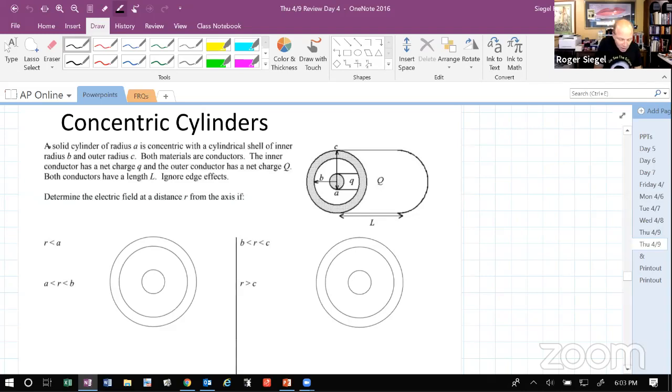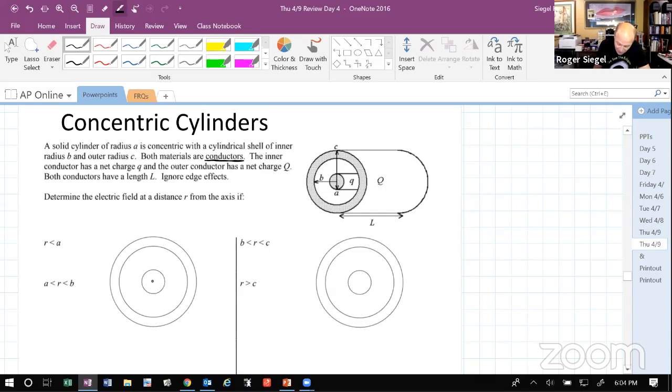Okay, so up here we have a solid cylinder of radius A concentric with a cylindrical shell of inner radius B and outer radius C. Both materials are conductors, so that is very important. That is extremely important. We'll come back to that in a minute. The inner conductor has a net charge of q, and the outer conductor has a net charge of capital Q. Both conductors have a length L, ignore edge effects. All right, good. Now, they want to know, determine the electric field at a distance R from the axis.